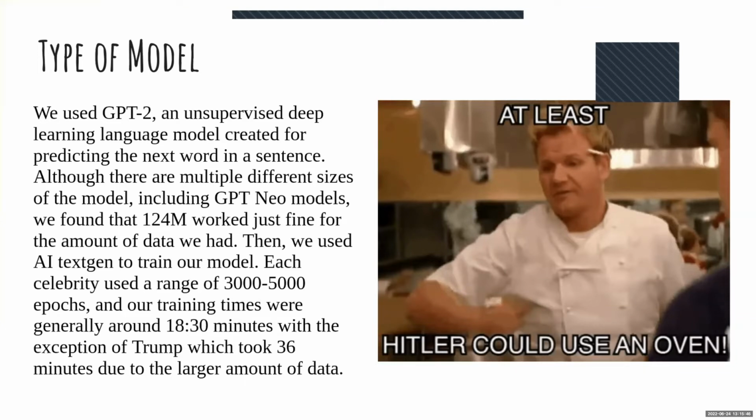Then we used AI Text Gen to train our model. Each celebrity used a range of about 3,000 to 5,000 epochs, and our training times were generally around 18 minutes and 30 seconds, with the exception of Trump, which took 36 minutes due to the large amount of data.